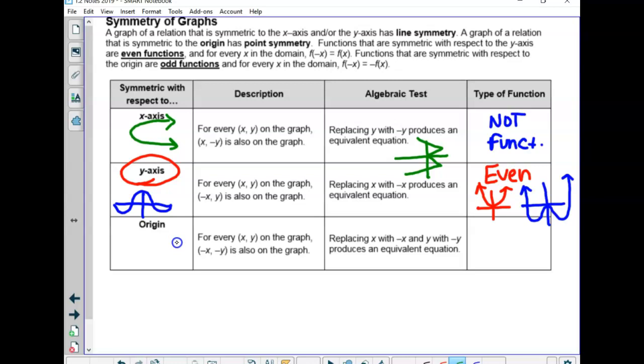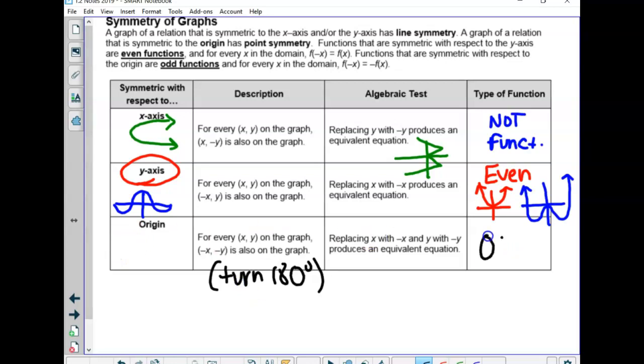Origin symmetry is where you replace both the x and y with their opposites, and it should get back to what you started with. It means you could turn it 180 degrees and it'll look the same, as long as the point you're turning it around is the origin. It's got to go through the origin or be around the origin.